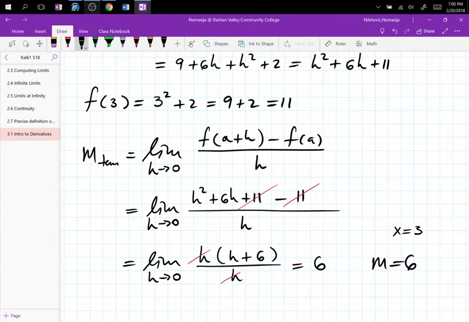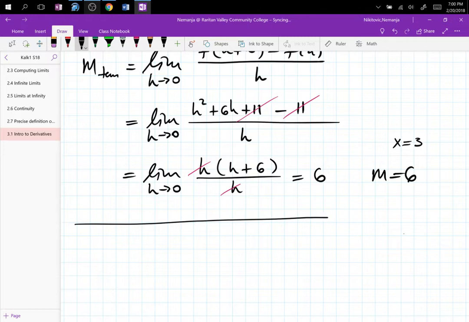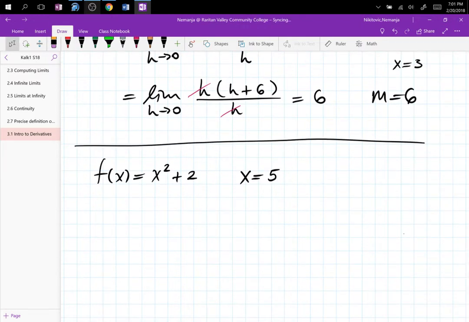Oh wait, was that x equals 3? I actually wanted x equals 5. From scratch. The function is still the same, so don't worry about that. So f of x is, what was that, x squared plus 2, right? But I wanted x equals 5. All right, that's fine. We can do this quickly.